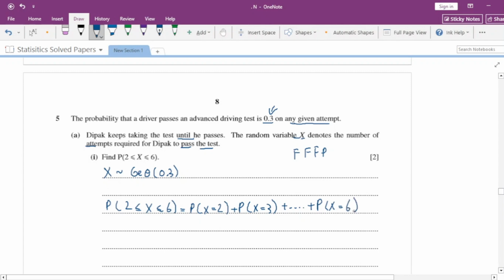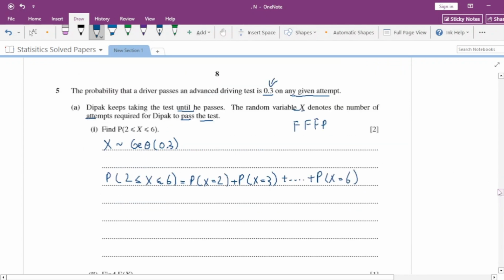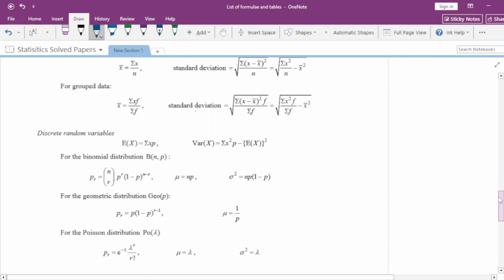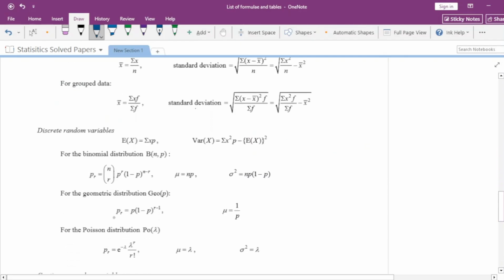Now, of course, there are other ways as well by using the other formulas, but I just use this method because it's straightforward. You can, of course, use the other formula as well for faster calculation. Once we expand this, we would calculate the probability of each of them separately, and you can see in the formula list how we can calculate for the geometric distribution. The probability would be the probability of success times 1 minus p, that's the probability of failure, raised to the power r minus 1, where r is which attempt we are on.